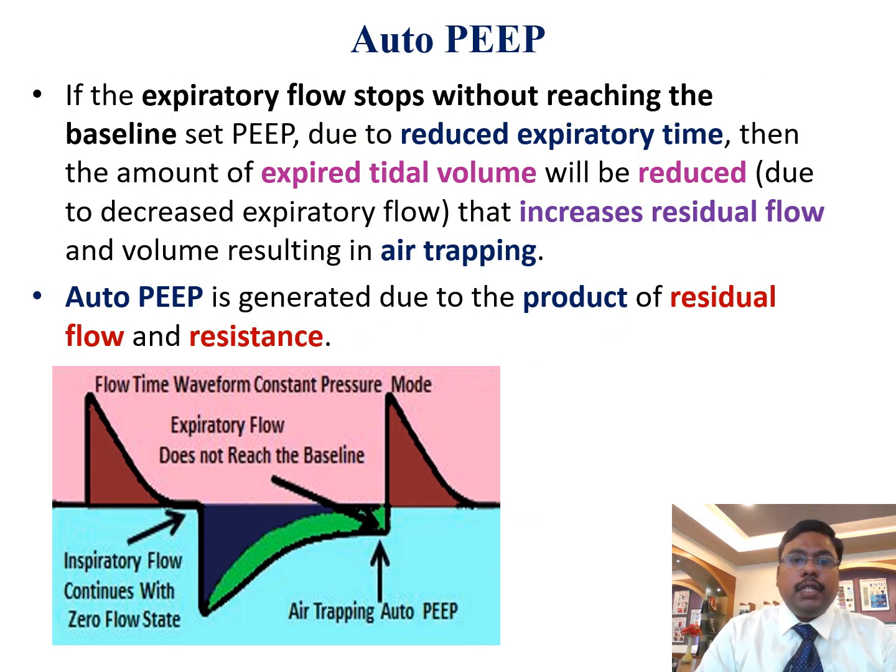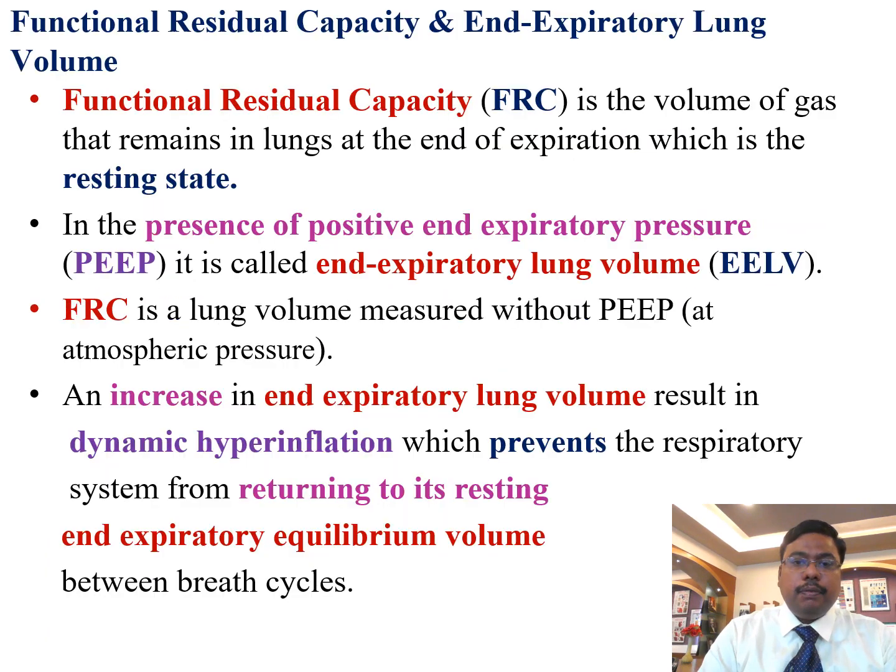Auto PEEP. If the expiratory flow stops without reaching the baseline set PEEP due to the reduced expiratory time, then the amount of expired tidal volume will be reduced due to decreased expiratory flow. That increases the residual flow and volume, resulting in air trapping. Auto PEEP is generated due to the product of residual flow and resistance, clearly shown in the graph.